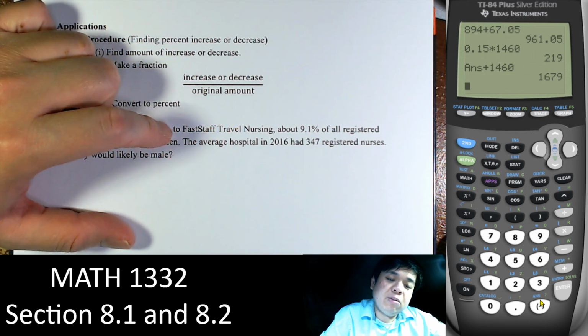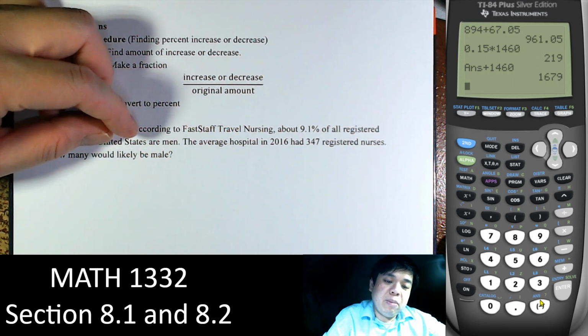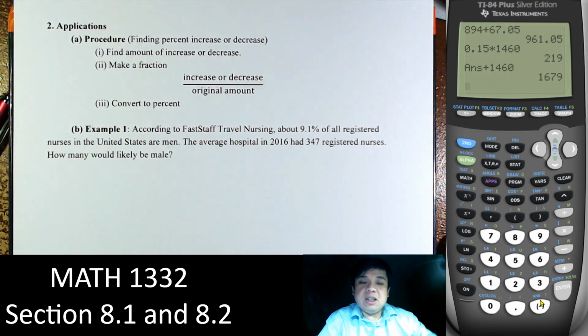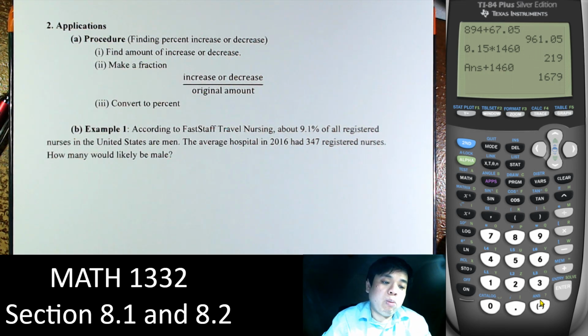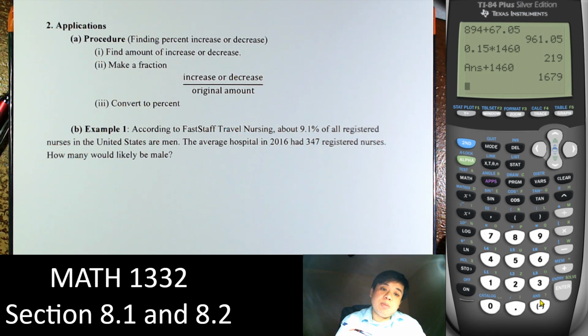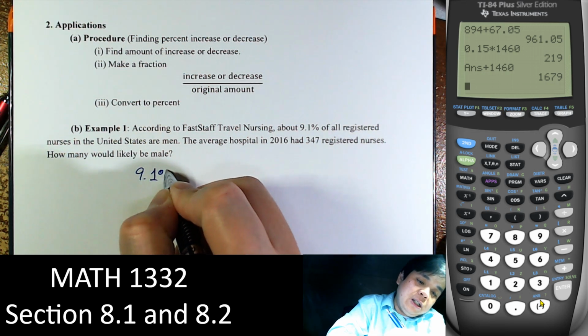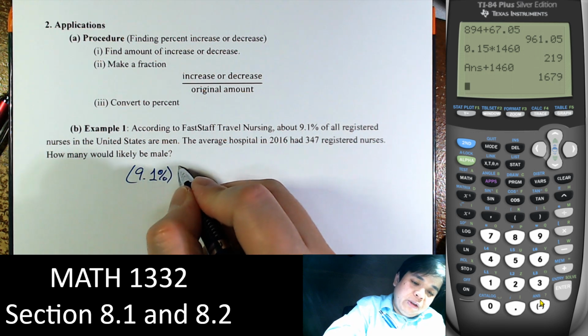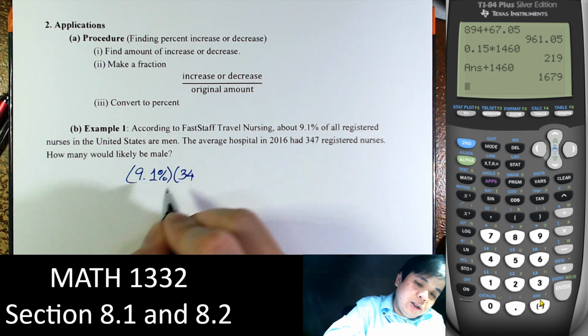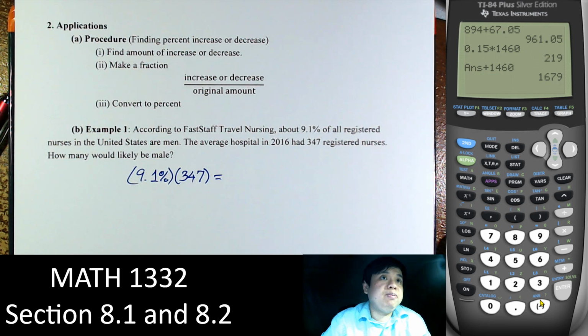According to Fast Staff Travel Nursing, 9.1% of all registered nurses in the United States are men. If the hospital of 2016 had twins 47, how many would likely be male? We don't know much information about that particular hospital, but we say it is about 9.1% of twin 47. And with that we have how many likely nurses will be male.